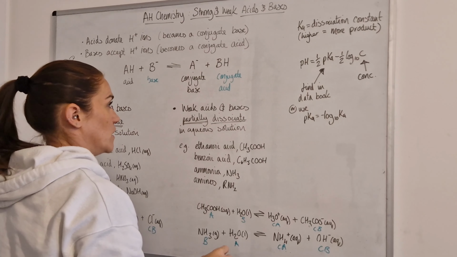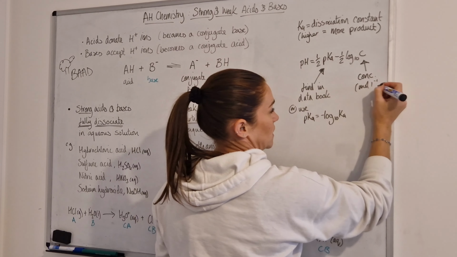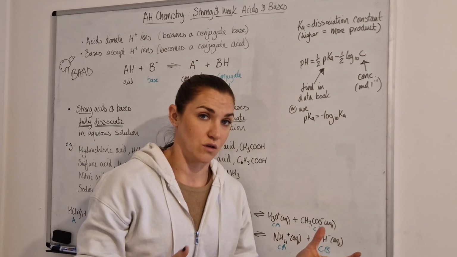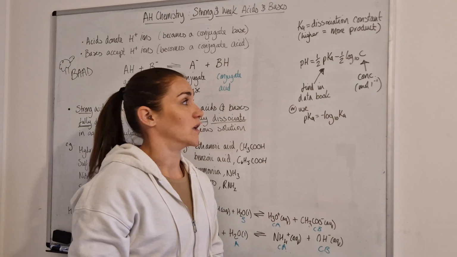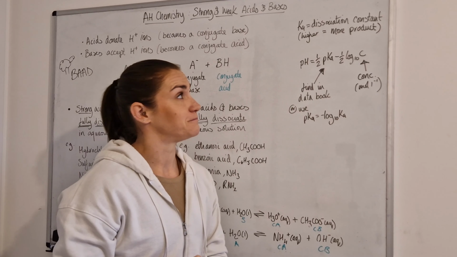Like I said, just remember that your concentration is in moles per litre when you plug it in here. Sometimes they might give you the number of moles and then a volume that's not a litre. So if that's the case, you'll need to work out the concentration first using C equals n over V.